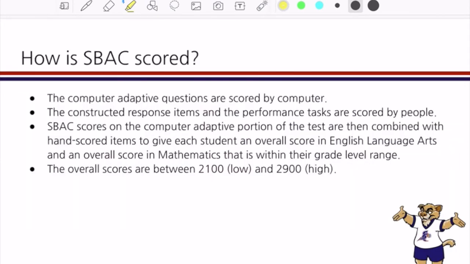The two parts of the Smarter Balanced math test, the Computer Adaptive portion and then the Performance Task portion, are scored differently. The Computer Adaptive questions are scored by a computer. They're scored automatically. The constructed response items and the Performance Tasks are scored by people. And so your scores for both parts of the math test are combined together, and then it's combined with your scores from the English language arts part of the test, and then that gives you your score. And so the scores that you can receive as a student on the Smarter Balanced test range between 2100 and 2900. Make a note here that the score that you get on the Smarter Balanced math test is combined with the score that you get on the ELA, the English test.